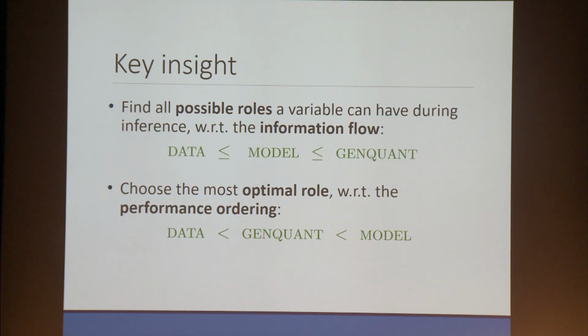So to recap this, we have a bunch of constraints that are enforced by an information flow type system that has 3 levels: data, model, and GenCont. We resolve these constraints and obtain a certain number of possibilities for each variable. And then based on this, we choose the most optimal one, based on this performance ordering here.